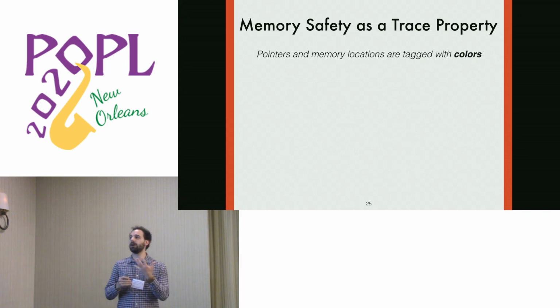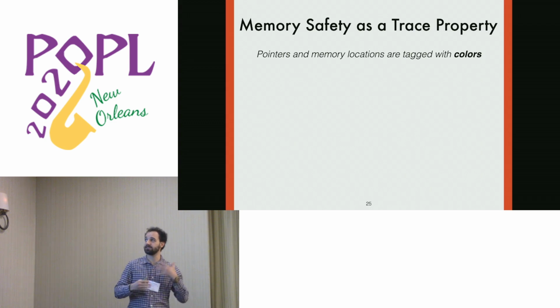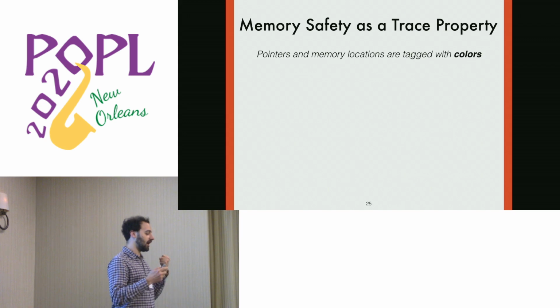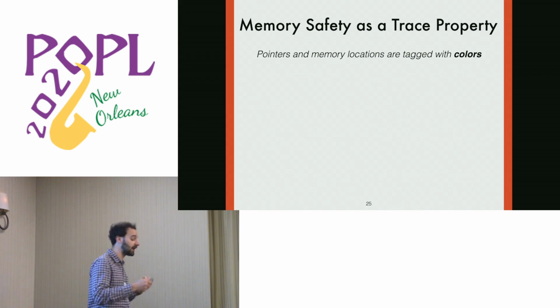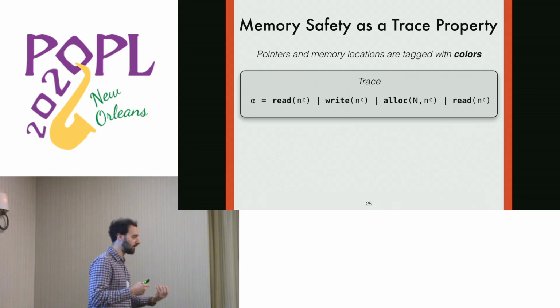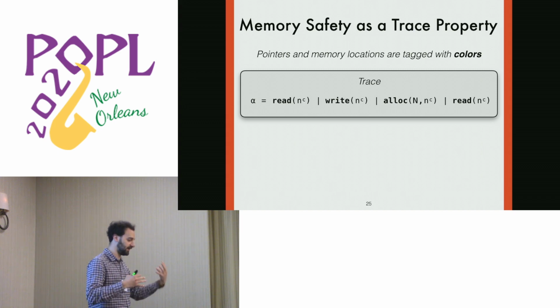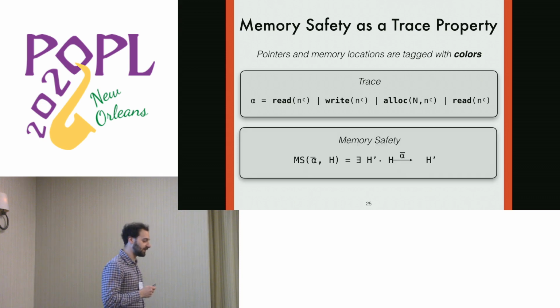So let me give you a glance at our memory safety definition. It is a trace property definition that relies on the fact that pointers and memory locations are tagged with colors. Our trace collects interesting events such as reading and writing to memory, allocating, and oops, this should have been a free. So read, write, alloc, and free are the events that are relevant for our trace. And then we define memory safety as effectively a monitor that takes a trace, and this is the heap. If this monitor doesn't get stuck, then the program is memory safe.